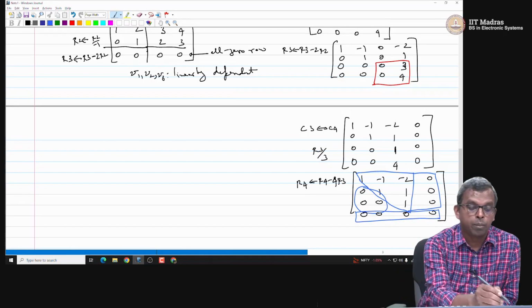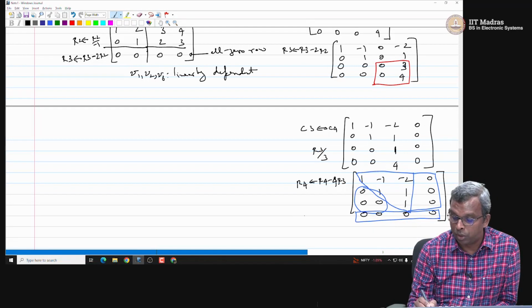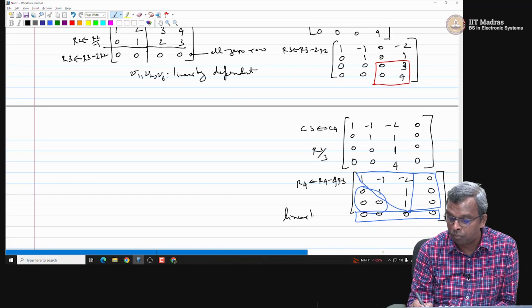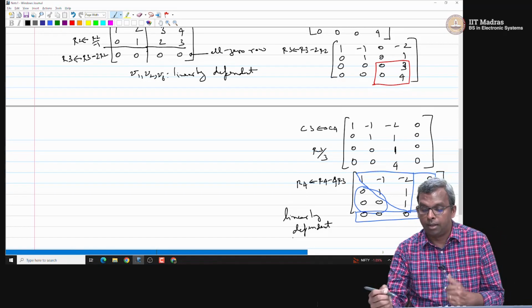So because of this, this becomes linearly dependent. So the vectors V1, V2 and so on are linearly dependent. We determine that they are linearly dependent. Okay, and that's how we proceed.